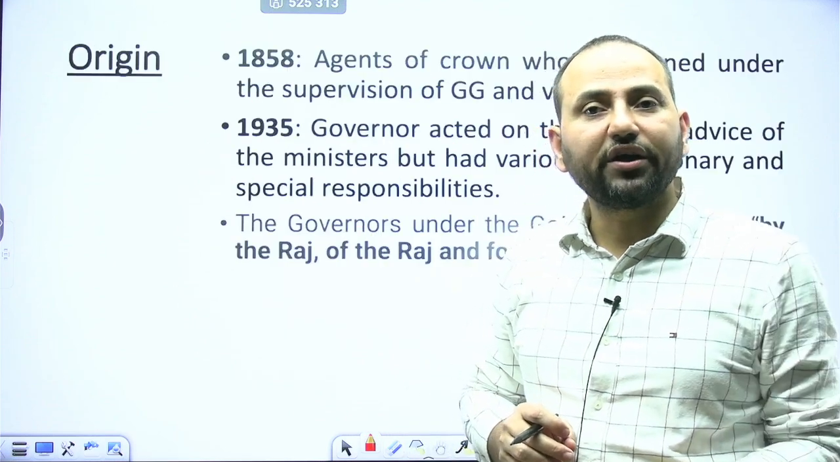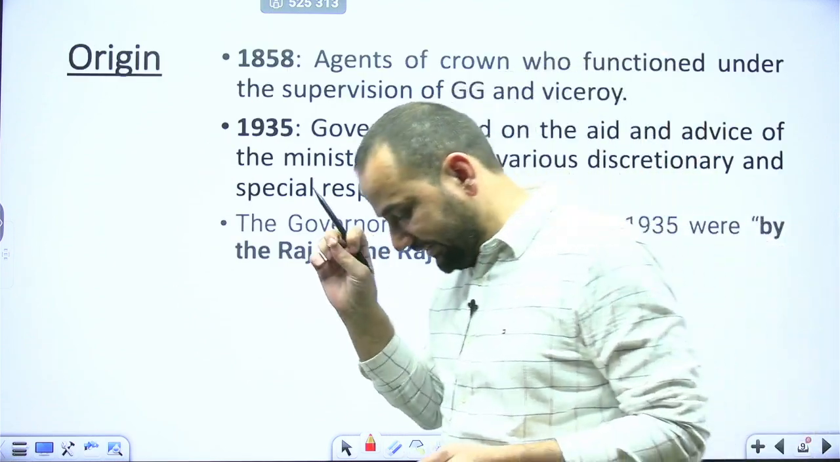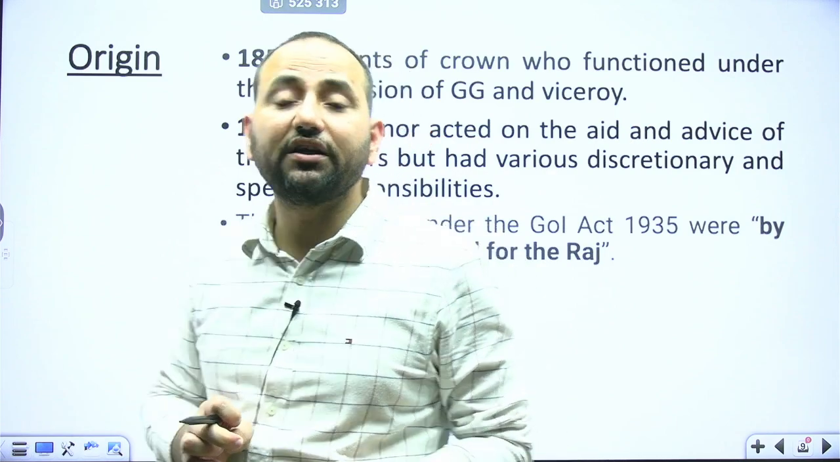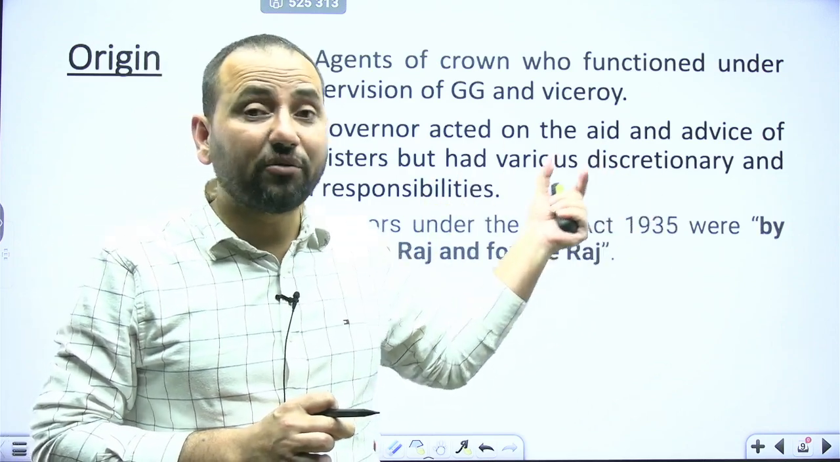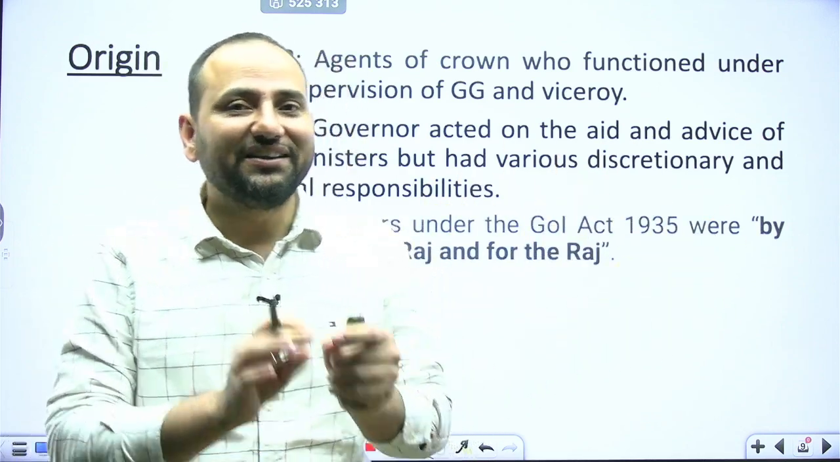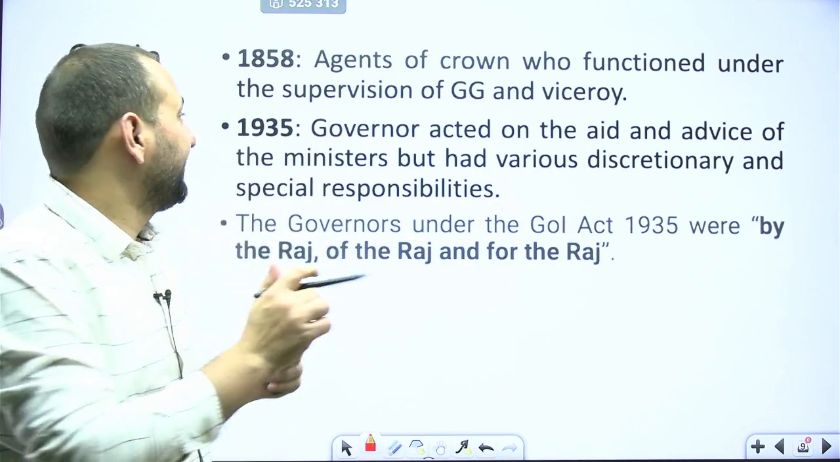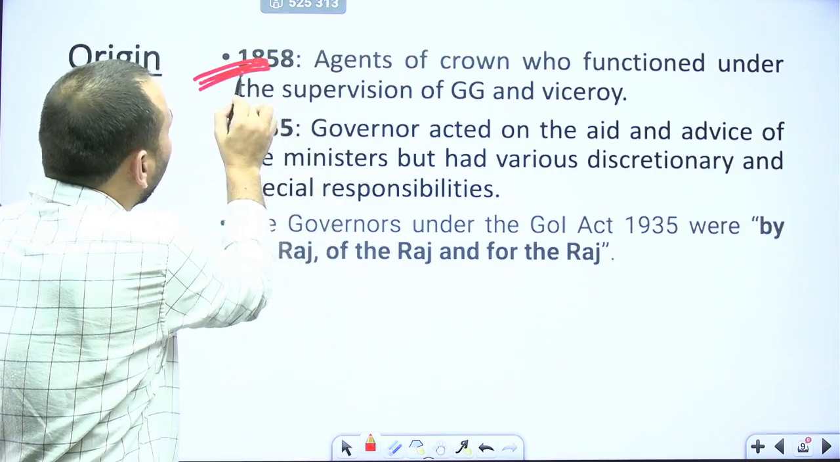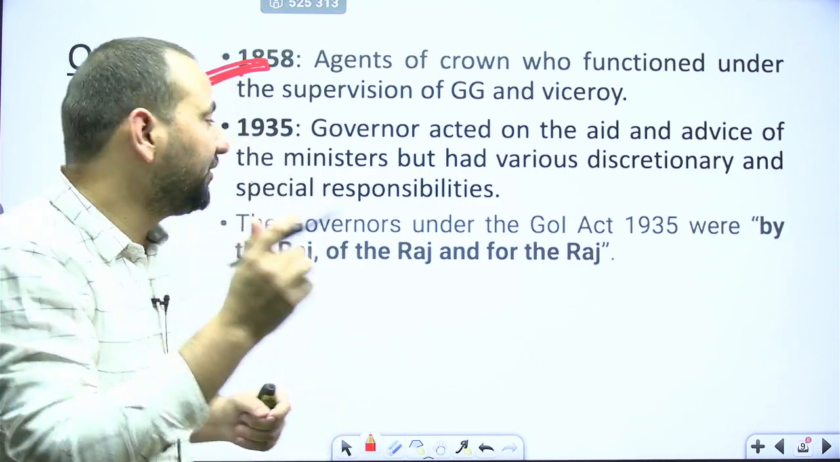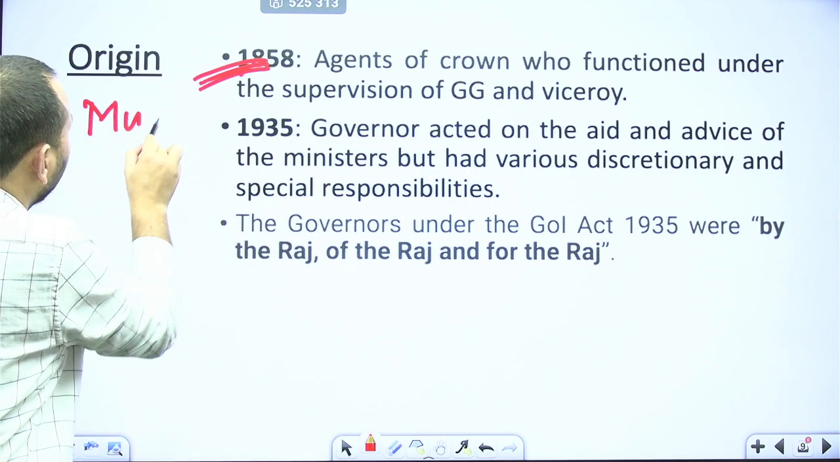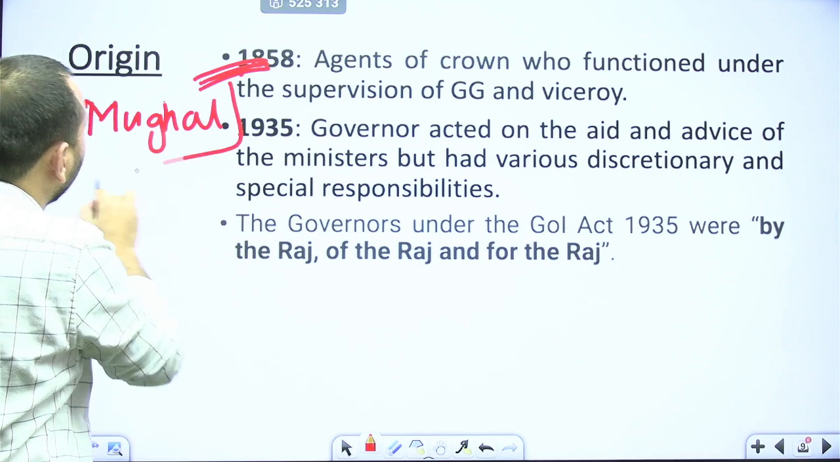If you move forward, we have to understand the origin of the office of governor, and this can be related to the 1858 Act, an Act for Better Government of India. Now the point is, this structure of office of governor did not originate from here. This is not the origin point. You have to understand that this office of governor was there in the Mughal period also.